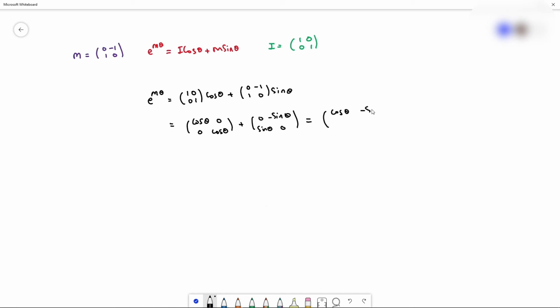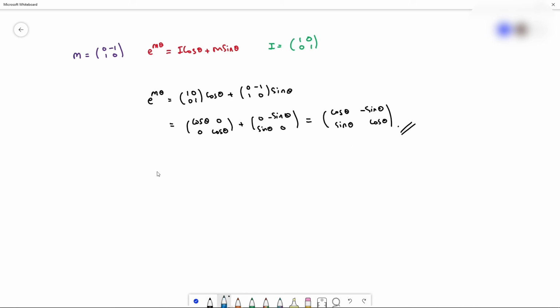Okay, so now we're just going to add it up. We get cosine theta, minus sine theta, sine theta, and cosine theta. And voila! You may or may not already know that this is actually a rotation matrix. This matrix rotates a point about the origin anticlockwise by theta radians. And it's really important that theta is in radians because we've used the Maclaurin series for sine and cosine, which involves knowing the derivatives of sine and cosine, which are only defined for radians.